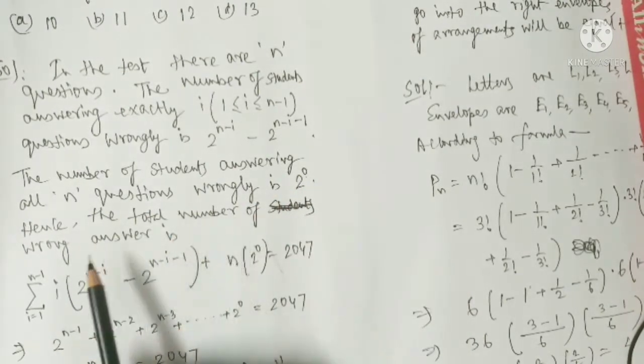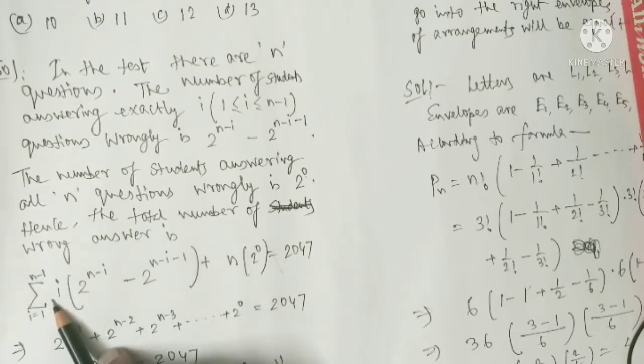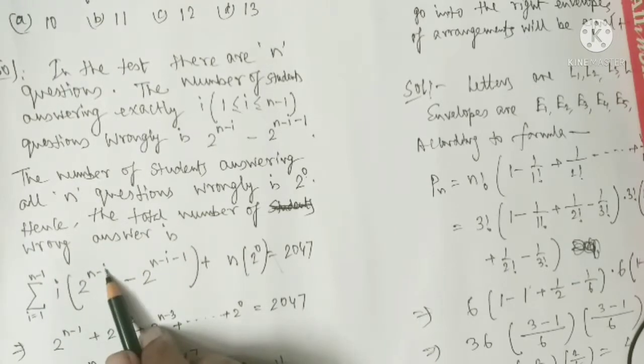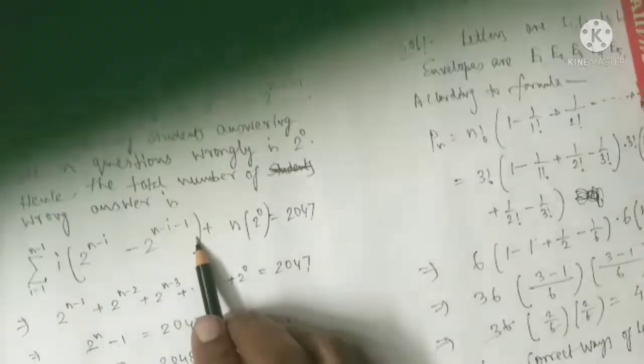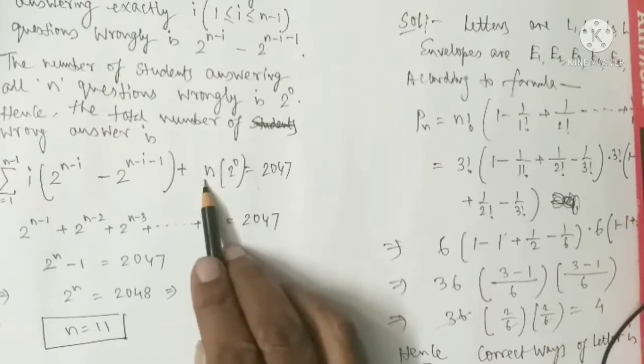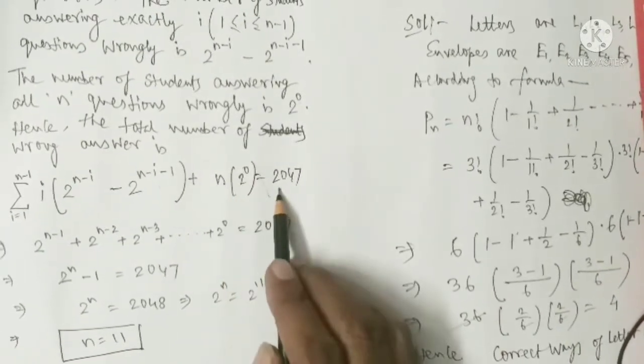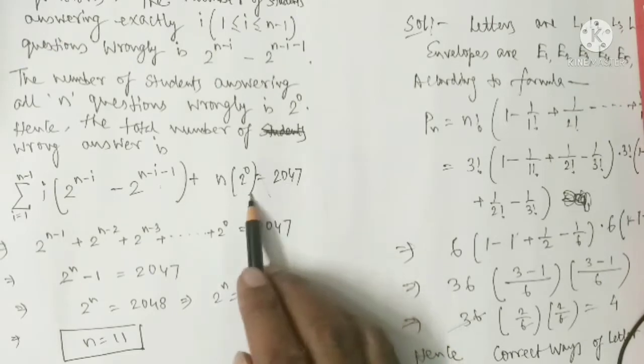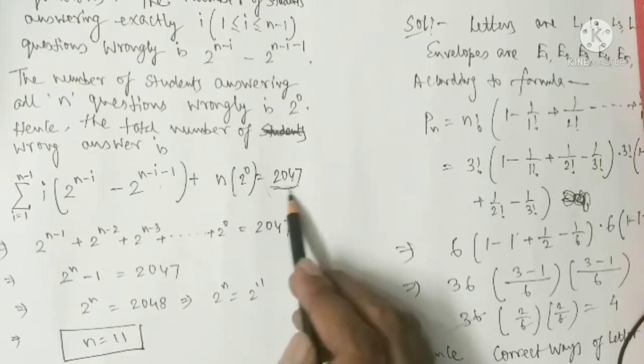The total number of wrong answers is the sum of i into (2 to the power n minus i minus 2 to the power n minus i minus 1) plus n into 2 to the power 0, equals 2047, because 2047 is given here.